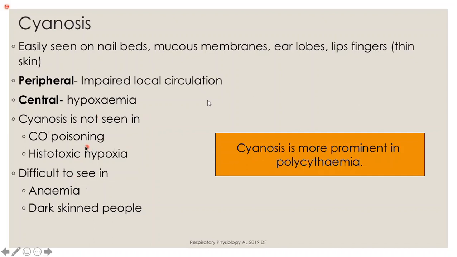Cyanosis is not seen in carbon monoxide poisoning or in histotoxic hypoxia, because carbon monoxide poisoning gives rise to a particular color change in hemoglobin, so therefore cyanosis is not seen. In histotoxic hypoxia, the problem is at the cellular level. So therefore, although there is very severe hypoxia, you don't see cyanosis, okay? And it is more prominent in polycythemic people. It's difficult to see in anemic people and dark-skinned people. And since we are going to do an activity on this in the SGD, I'm not going to talk about this any further.